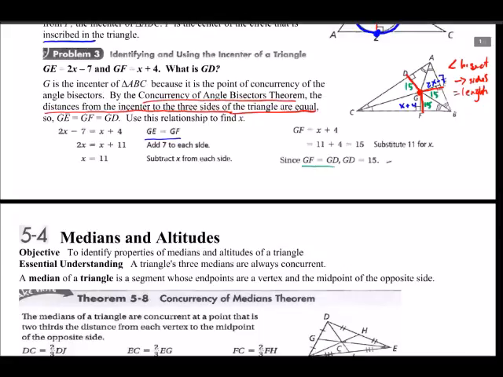So these are easy. Seeing them is the hard part. So as always, geometry is a slow math. You're going to have to look and see what it is that's in the diagram. All right, that was 5.3. Circumcenters and incenters, concurrency of perpendicular bisectors and concurrency of angle bisectors.